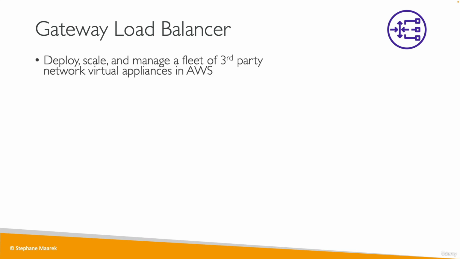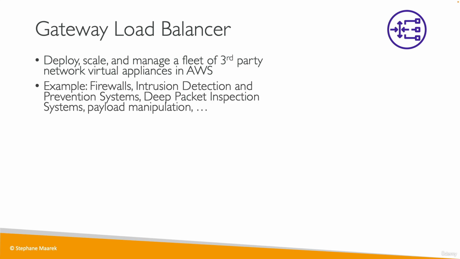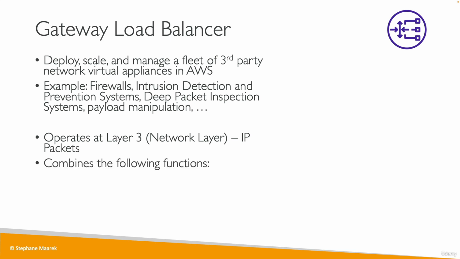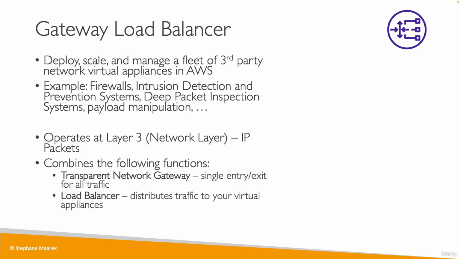It's used to deploy, scale, and manage a fleet of third-party network virtual appliances in AWS. So the use case for a gateway load balancer is to do firewall, to do intrusion detection and prevention systems, to do deep packet inspection systems, or payload manipulation. It operates at the network layer, so layer 3, which operates directly on the IP packets. And it combines the following functions. It's a transparent network gateway. That means it's a single point of entry and exit for all traffic. And also it's a load balancer because behind the scenes, it can deploy and distribute the traffic to your virtual appliances. As a technical thing, it uses the GENEVE protocol on port 6081.